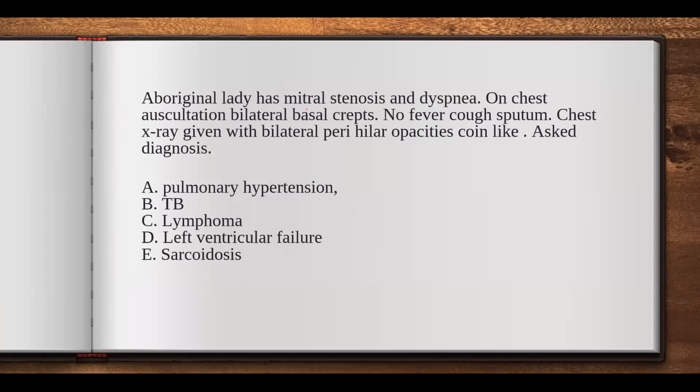An Aboriginal lady has mitral stenosis and dyspnea. It is very important that someone is Aboriginal. We should think about something more important, and not only always think about it, sometimes it could be a trap also. Mitral stenosis and dyspnea. On chest auscultation, there is bilateral basal crepitation. No fever, cough, or sputum. Chest X-ray is given with bilateral perihilar opacities, and asking for diagnosis.